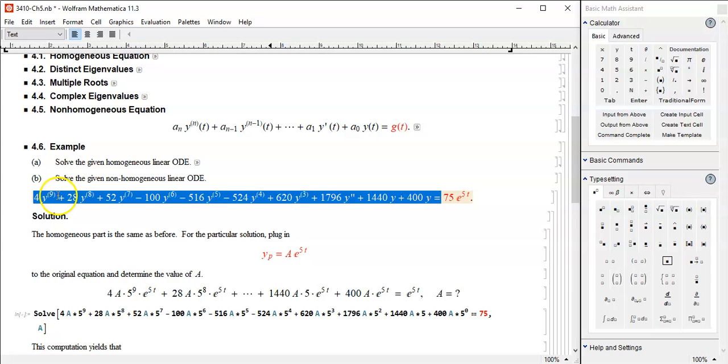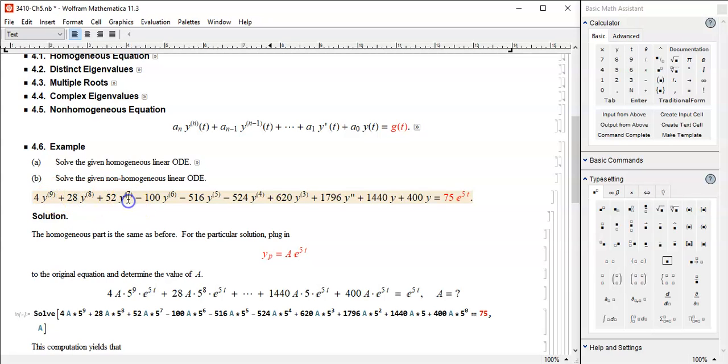So take the derivative 9 times, 8 times, 7 times, and so on, using the chain rule multiple times. You're going to get this. Take the chain rule 9 times, so we're going to get 5 to the 9th power. And then coefficient a was there before, coefficient 4 was there before. Similarly, we get 5 to the 8th power here, because we used the chain rule 8 times this time. And so on and so forth. Oops, I forgot the term 75 here.